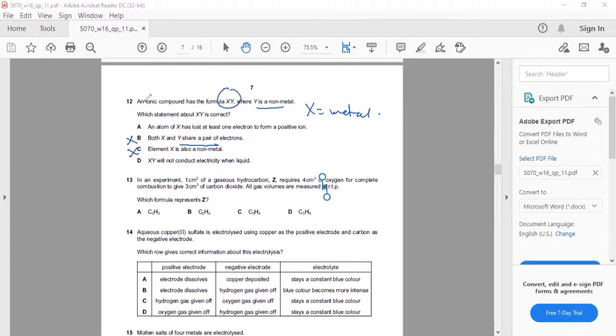This is an ionic bond. XY will not conduct electricity when liquid: this is wrong because in the molten state ionic compounds conduct electricity. So A is the answer. X has at least lost 1 electron. Most students don't read 'at least' and say it's wrong. How is it possible? That is possible. X may be group 1 or group 2. So if X is group 1 it may be Na, so Na plus and Y is Cl minus. X may be magnesium 2 plus, Y may be group 6 oxygen 2 minus.